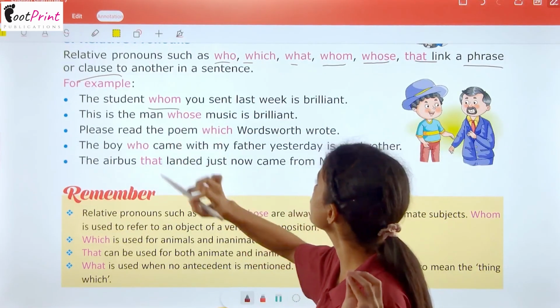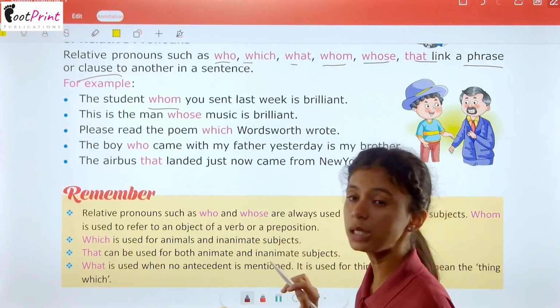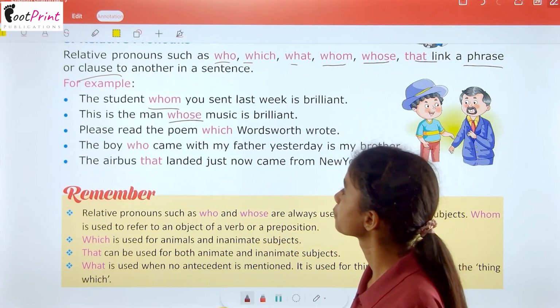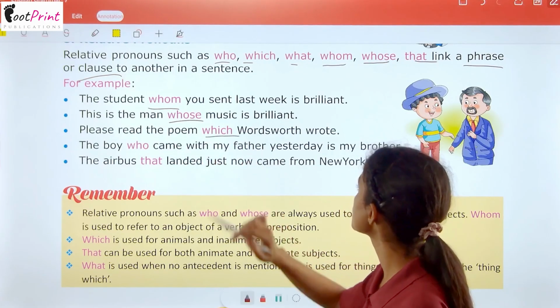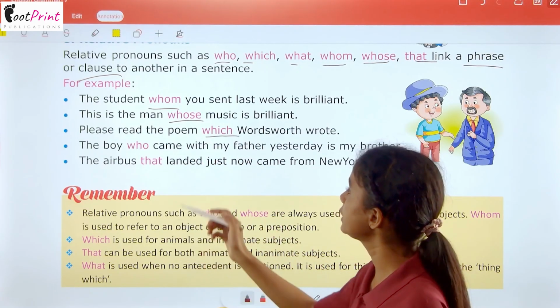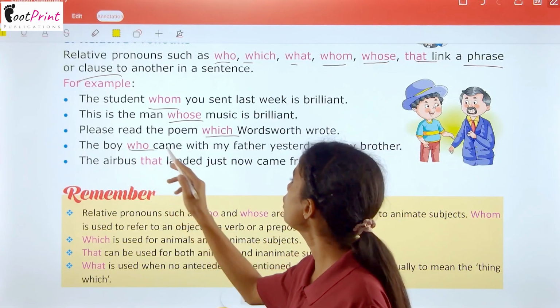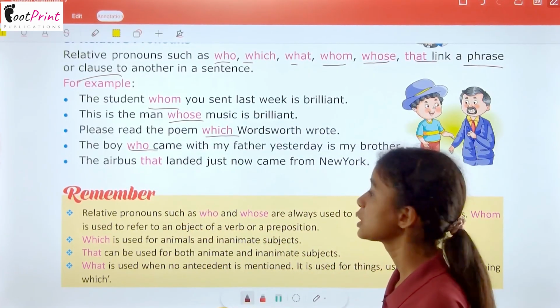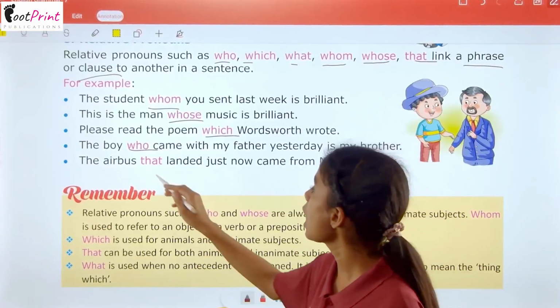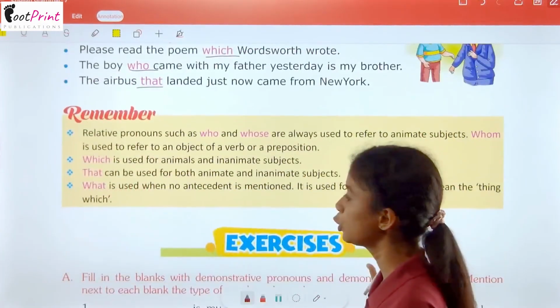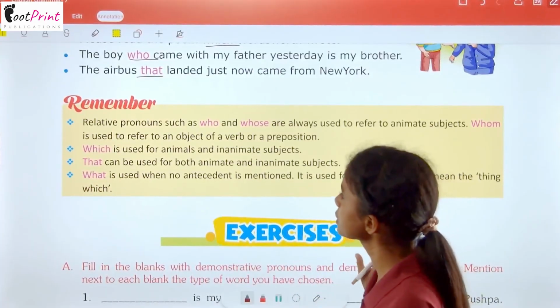The student whom you sent last week is brilliant. This is the man whose music is brilliant. Please read the poem which Wordsworth wrote. So all these, we can see, are connecting two kinds of sentences. The boy who came with my father yesterday is my brother. The Airbus that landed just now came from New York. I hope you understood it with the help of examples.